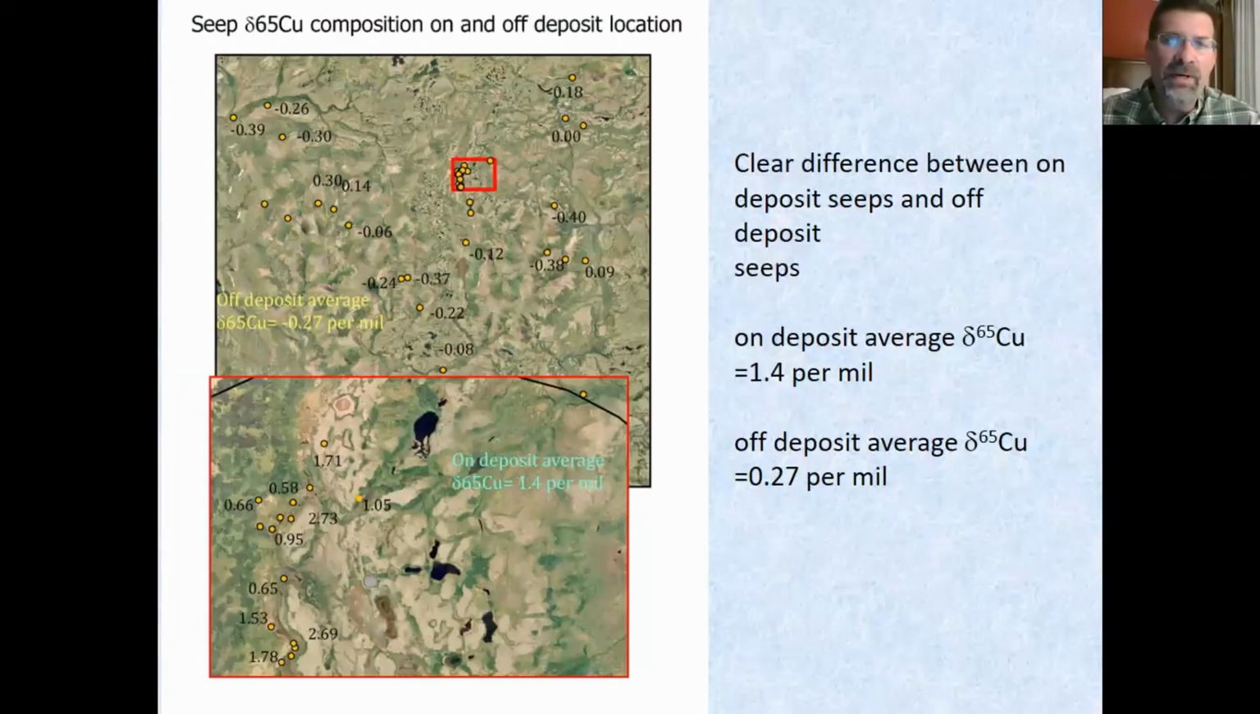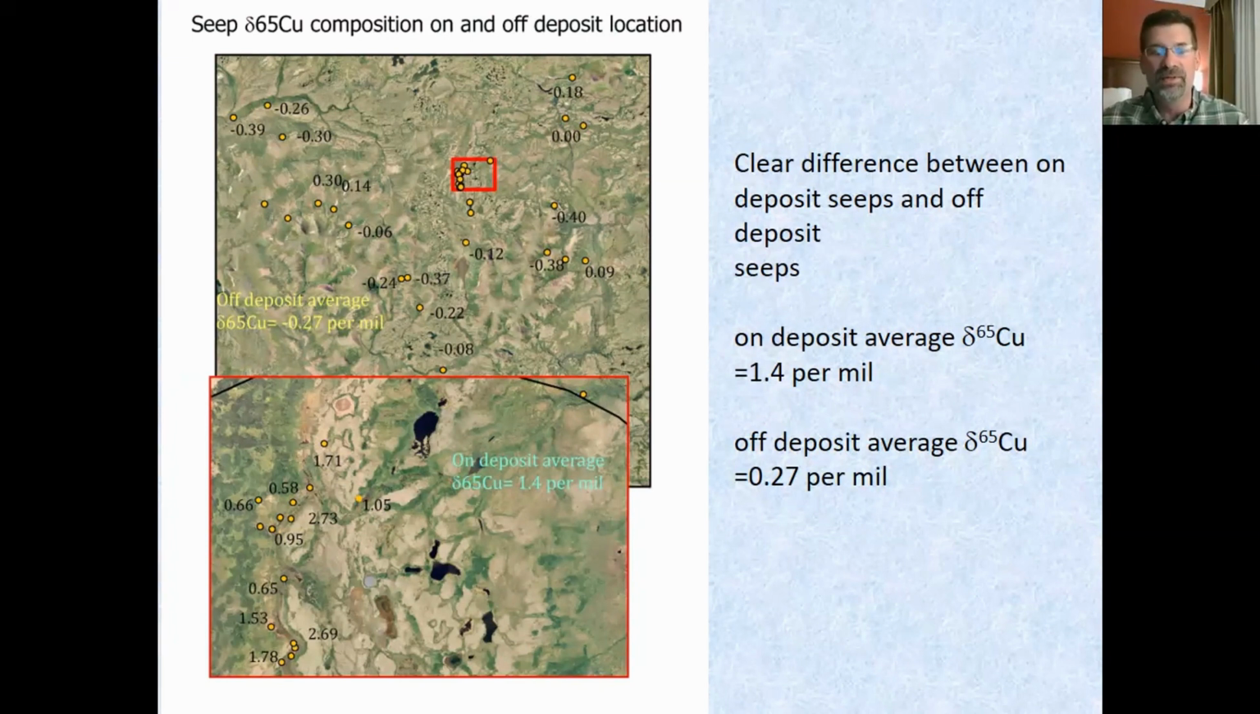So the results are, if you look right on the deposit where that red square is here, you can see that the copper isotope values that cluster in the seeps there have an average copper isotope value of plus 1.4 per mil. And if you go off the deposit, the values there are about minus 0.27 per mil.